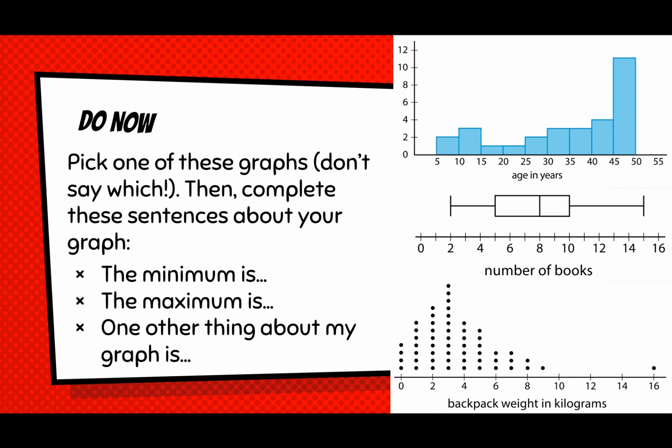So what we did for the Do Now in class was everybody chose one of these three graphs, didn't say which one they did, and then shared some information about it. Its minimum, its maximum, and one other thing about the graph. And then the job of everybody else was to try to guess which one they were talking about.